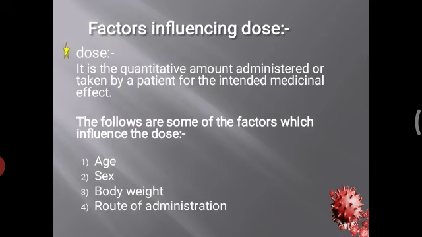Then next point that we cover is the factors influencing dose. Before the factors we must know what is the definition of dose. Dose is defined as the quantitative amount administered or taken by a patient for the intended medicinal effect. This is the definition of dose. Then next we discuss 16 factors that influence the dose.